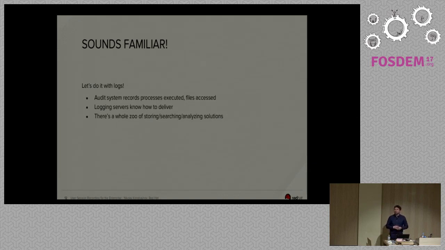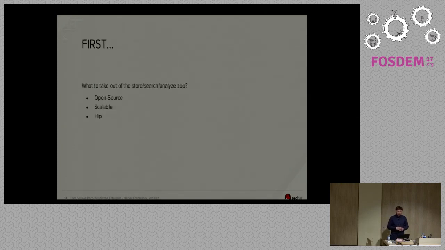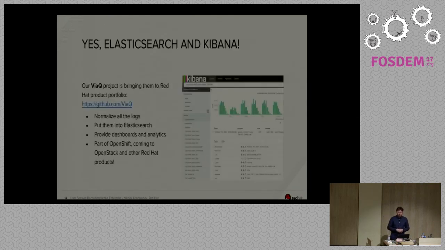So we were trying to decide what we can use for the analysis and for correlation, and we wanted something, of course, open source, as we want everything to be, and something that would scale to the enterprise level and have all the features that users are expecting. The hippest solution right now is Elasticsearch and Kibana, with Kibana possibly replaced with Grafana or some other tools, but basically Elasticsearch is the king of open source solutions.